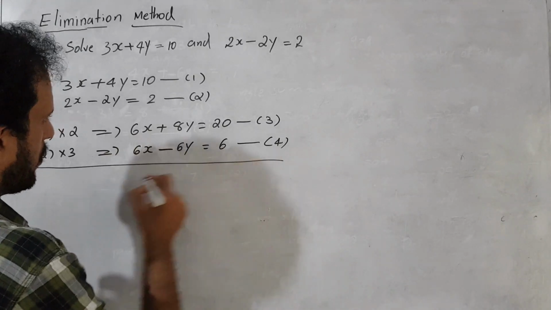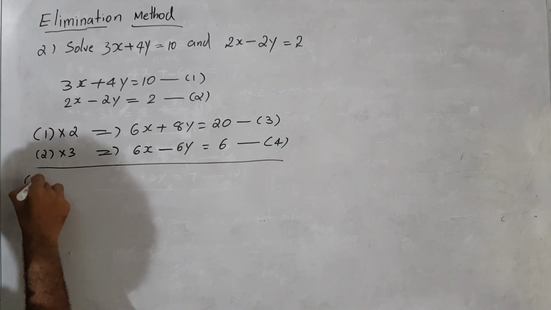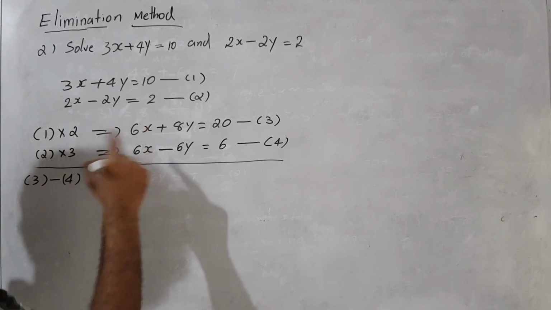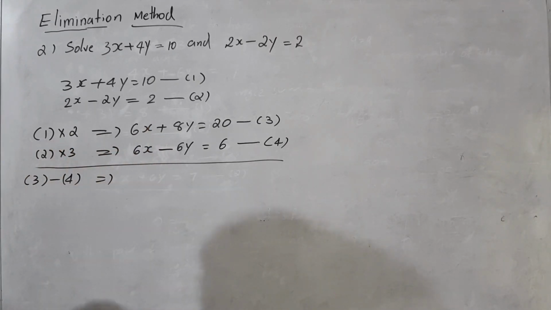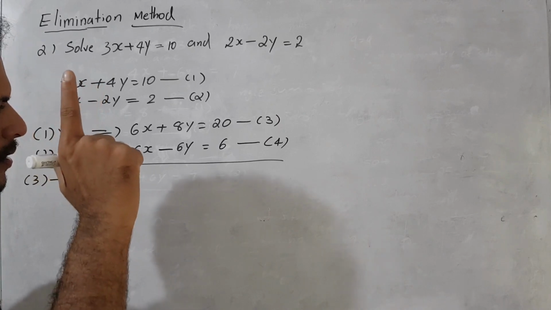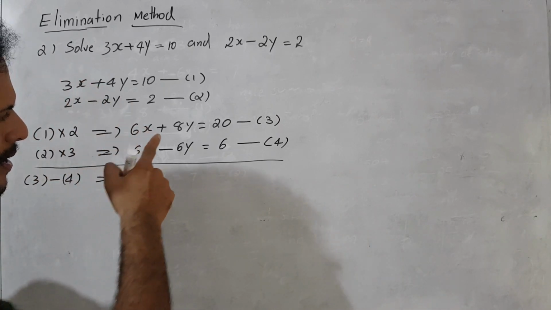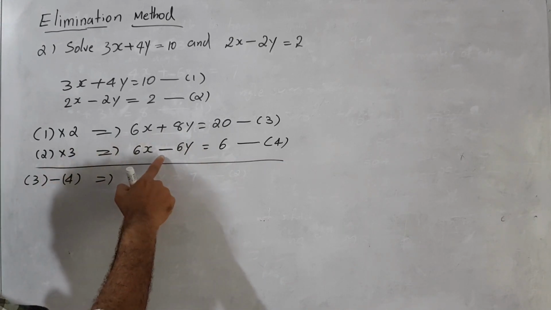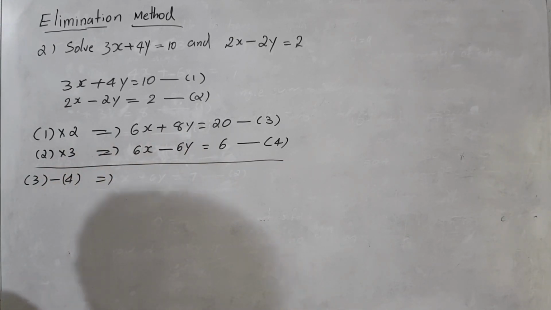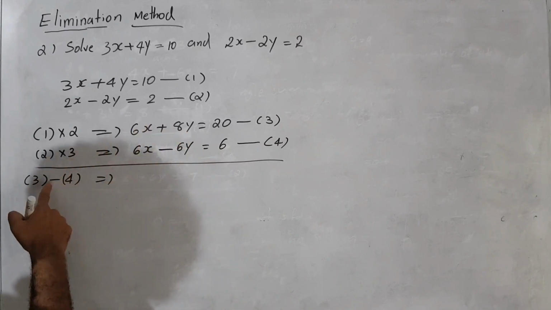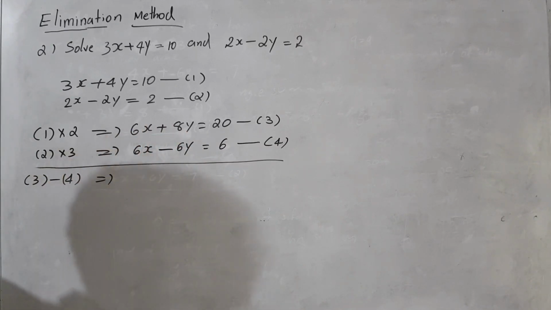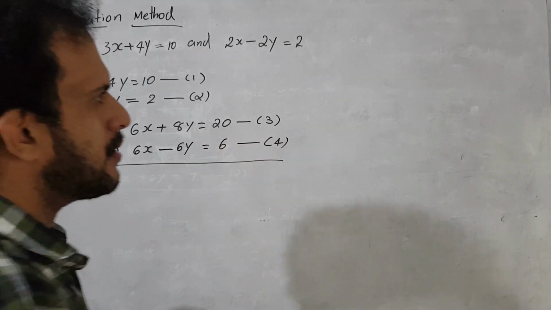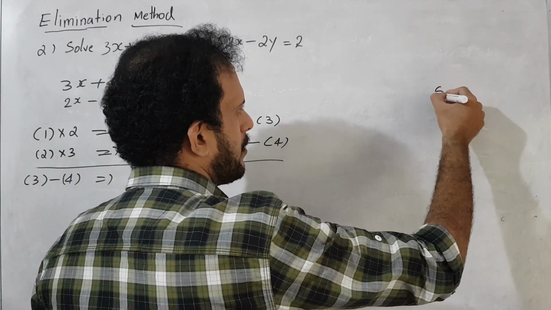The next, that's important. Equation 3 minus 4 implies 6x minus 6x is 0. Okay? Then listen, sometimes mistakes happen here. 8y minus, minus 6y. What is 8 minus of minus 6?